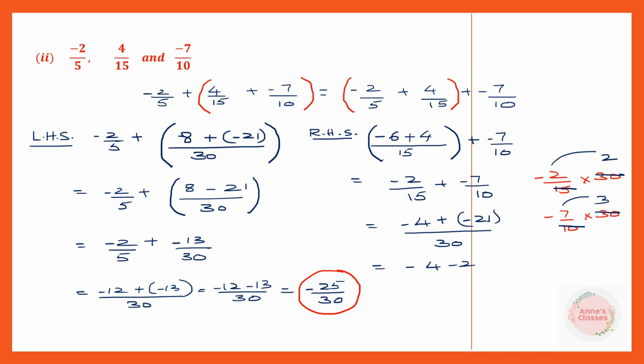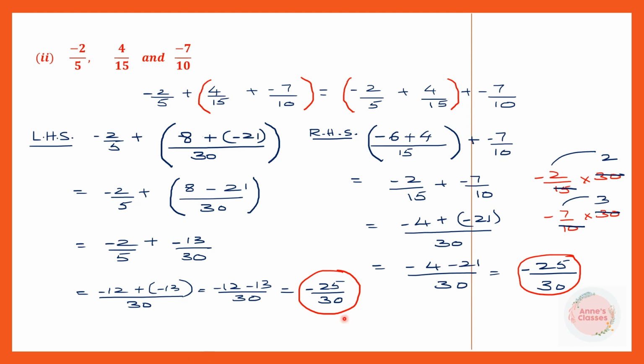Minus 4 minus 21 by 30. Here the signs are the same, so we put the same sign and we add. So this becomes minus 21 plus 4 is 25, 25 by 30. So on the right hand side when we added we got minus 25 by 30.